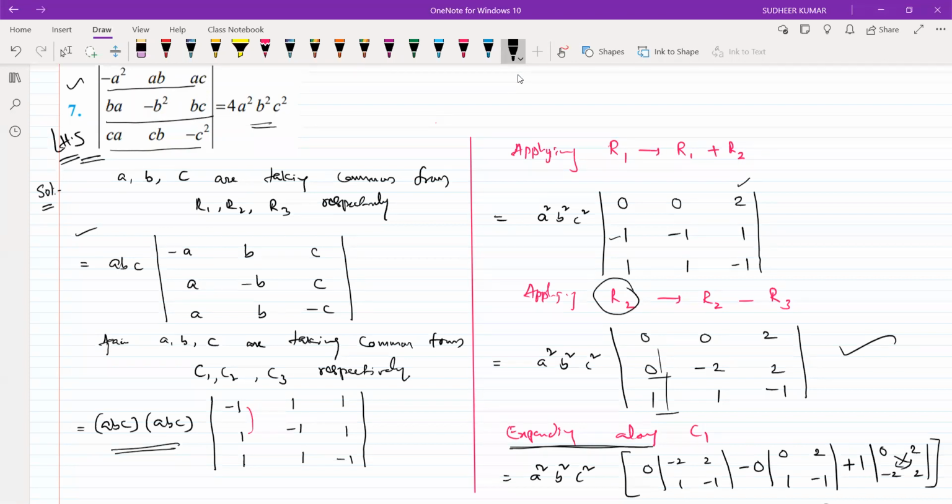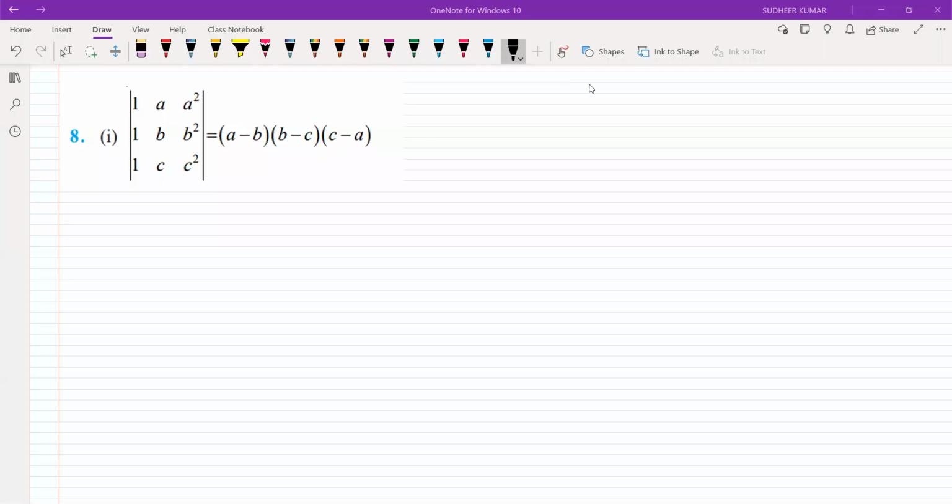Is it clear, ma? Yes, sir. We should use the properties when they ask to prove the statement using properties. We should use the properties till we get the maximum number of zeros in any one column or row. Then we can expand at last. Is it clear? Yes, sir. Right. Go to the next.